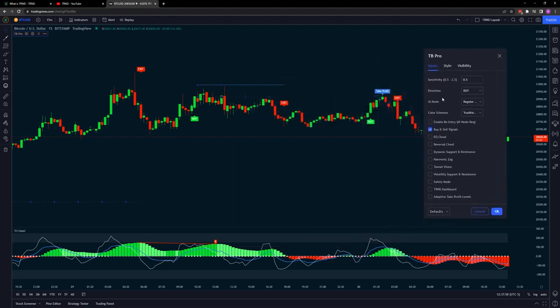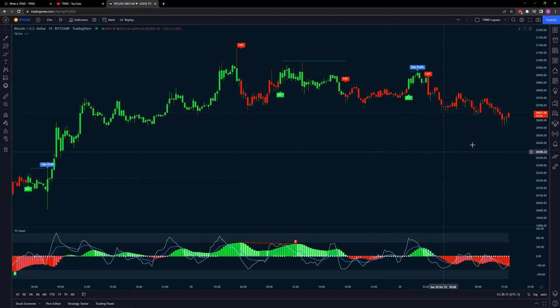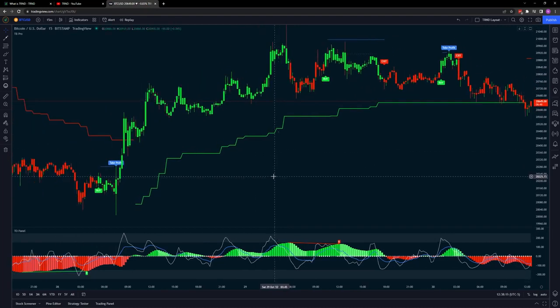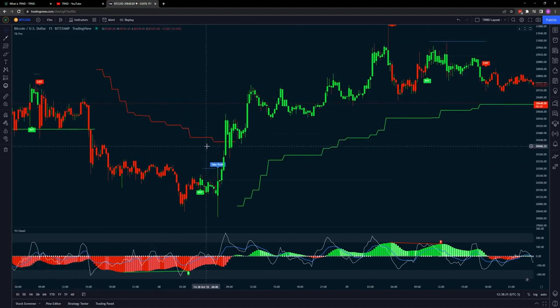Next, we have direction. We believe that the trend is your friend, and we have an indicator called volatility, support, and resistance that's going to help you identify the overall trend, among other things. So first, let's turn on volatility, support, and resistance. We have two different colors for our volatility, support, and resistance. We have a green line, which is overall bullish, and a red line, which is overall bearish.